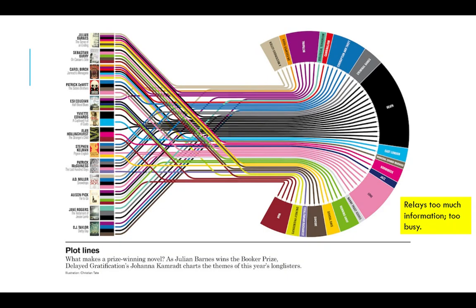So these are plot lines. What makes a prize-winning novel? And so you've got these entities on the right. So we've got betrayal, death, love, war. So these things that fan around on the right, the rounded part, are elements. And now they point back to different novels.